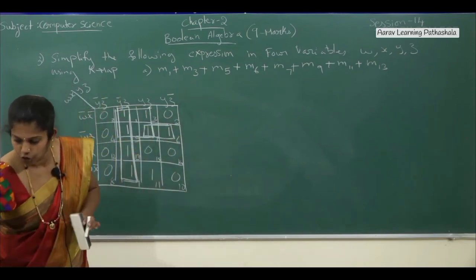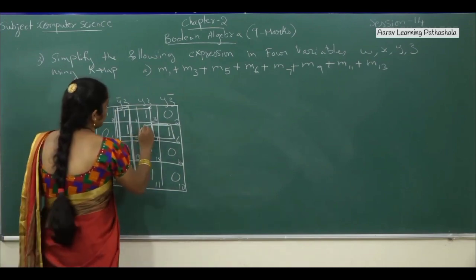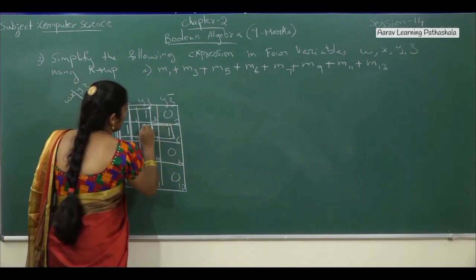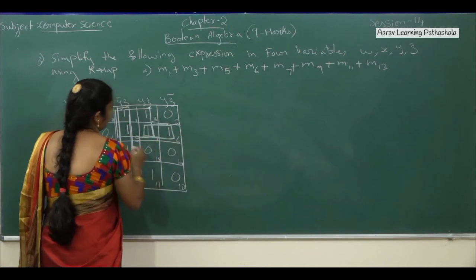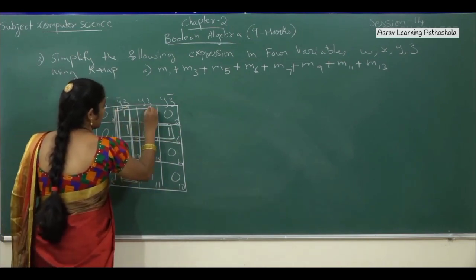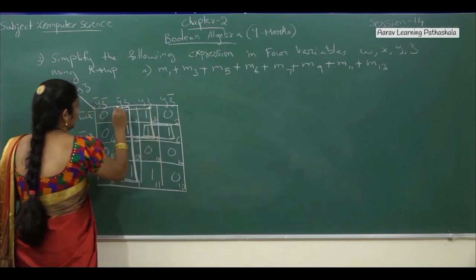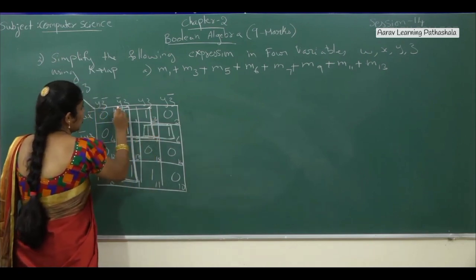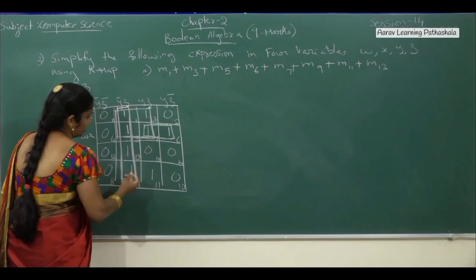That I'm going to show with different color markers. See, this is the pair, this is the pair, and this is one quad, this is one quad, and this is also one more quad.